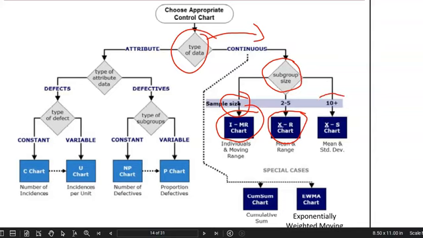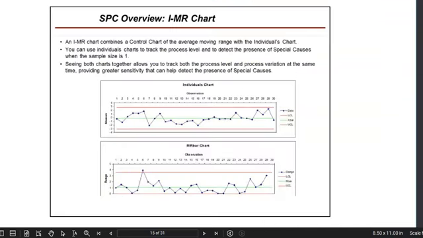And then if we've got 10 or more samples that we are collecting, it's often called an X bar S chart, where we no longer calculate variation by simple range calcs. We instead use the standard deviation. So it's called X bar S chart.